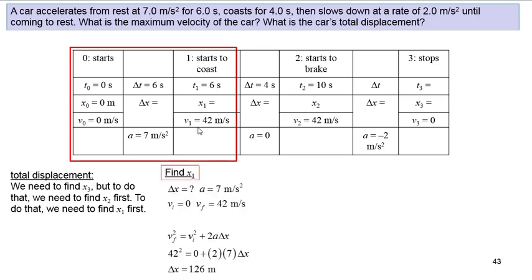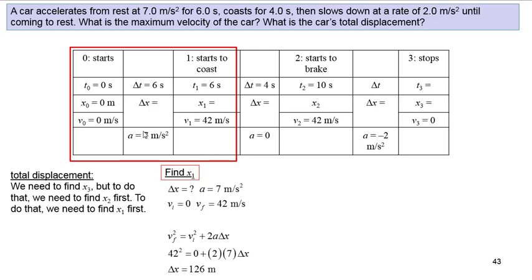Okay, so let's do that. We're going to find x1. Okay, so the variable I'm trying to solve for is delta x. Why did I not say the variable I'm trying to solve for is x1? Because delta x shows up in our kinematic equations, and this is going to let me get to x1. So the variable I'm trying to solve for is delta x.